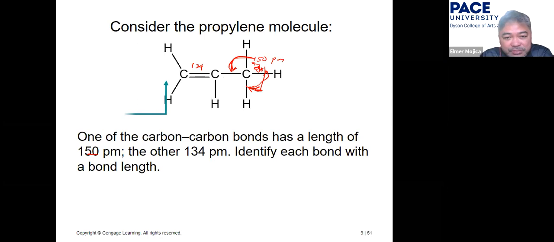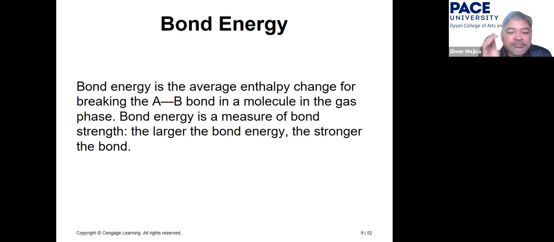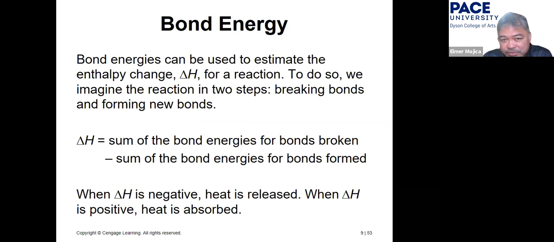Now, as I told you, the bond energy associated to it is the average enthalpy change for the breaking of an AB bond in a molecule in the gas phase. And the way that they look at it, a bond order is a measure of bond strength. The larger the bond energy, the stronger is the bond. So if you want to determine the heat of formation or enthalpy change in terms of bond energy, that's just equal to the sum of the bond energies for bonds broken minus the sum of the bond energies that are formed.